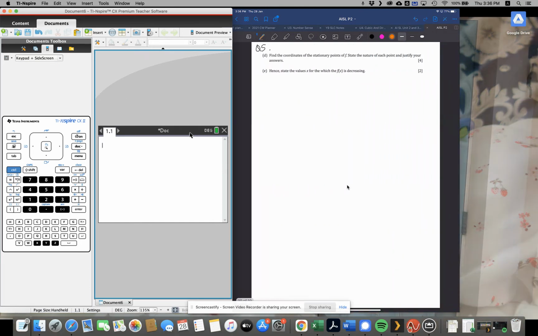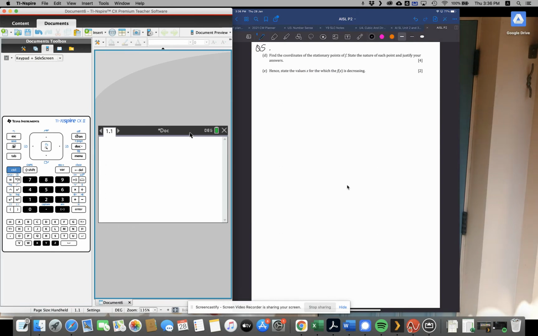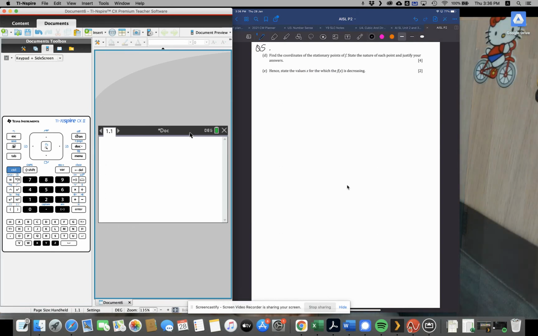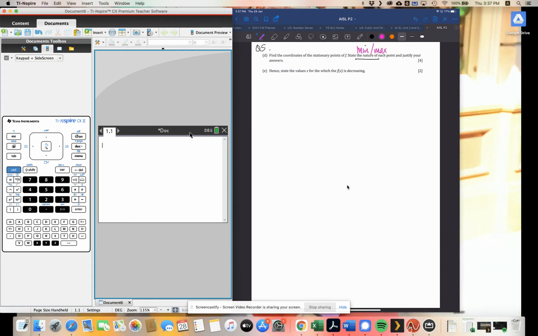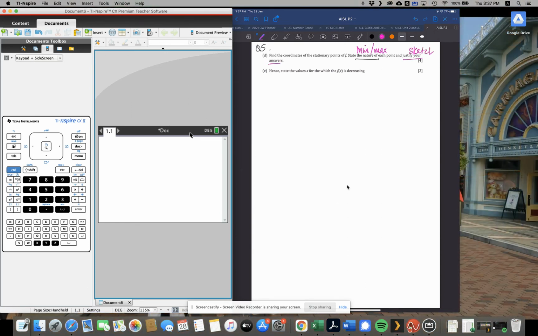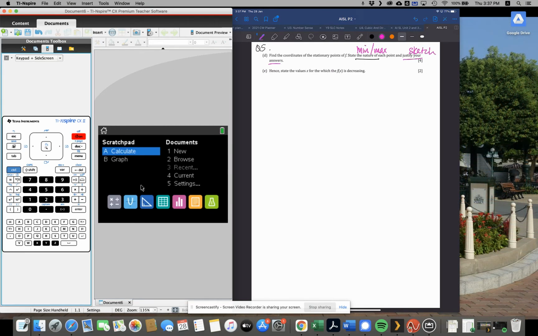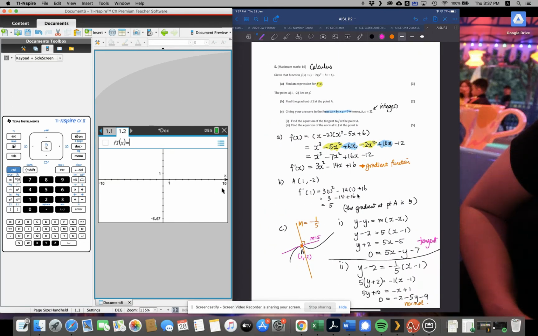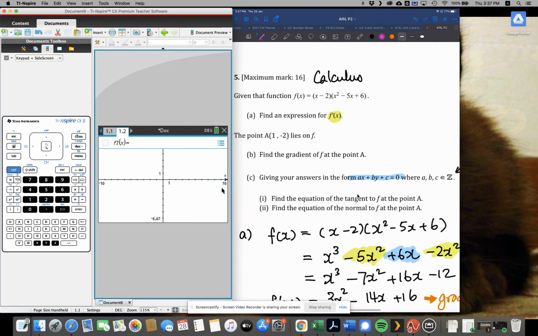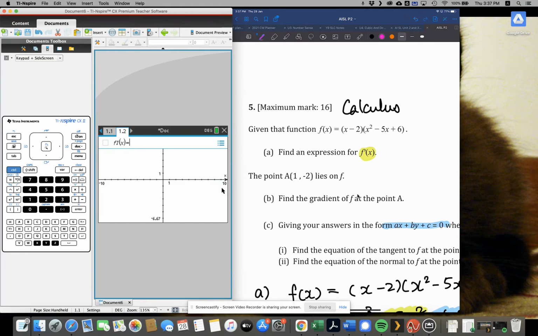Part D and E. Part D says find the coordinates of the stationary points and state the nature of each point. That's telling you to say whether it is a min or a max. You need to justify your answer. The best way to justify it would actually be drawing a sketch in this case. So let's move over to the GDC. I need a graph. I actually still need the function. I need to draw it again. You need to draw the original one, isn't it?